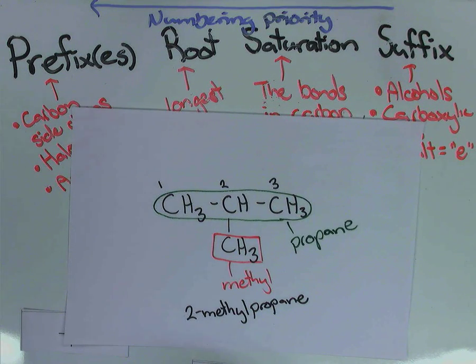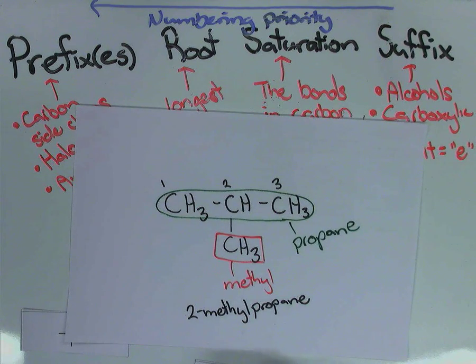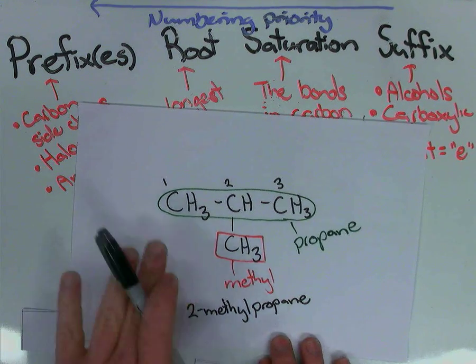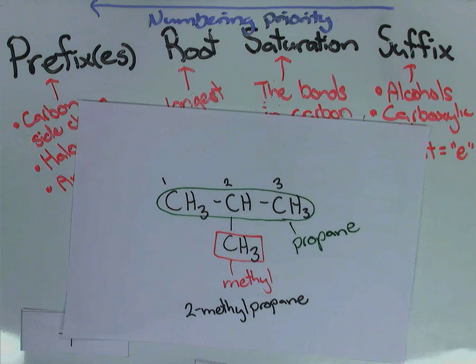We might come back to this a little bit because this 2 is essentially an optional number because the side chain couldn't be anywhere else in this molecule, but there's no harm in having it there. We're just going to leave it there and move on to another example.